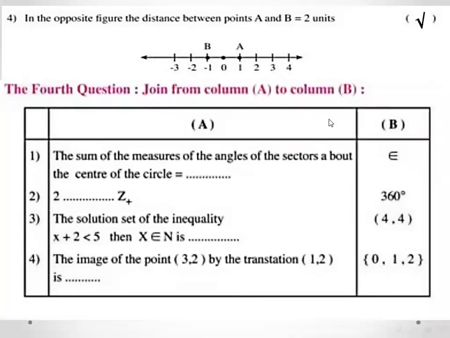Fourth question, join from column A to column B. Sum of measures of angles of sectors about the center of a circle. It's cancelled. 2 and Z positive belong. Solution set is cancelled. The image of the point 3 and 2 by translation 1 and 2: 3 plus 1 equals 4, 2 plus 2 equals 4. So my image is 4 and 4.